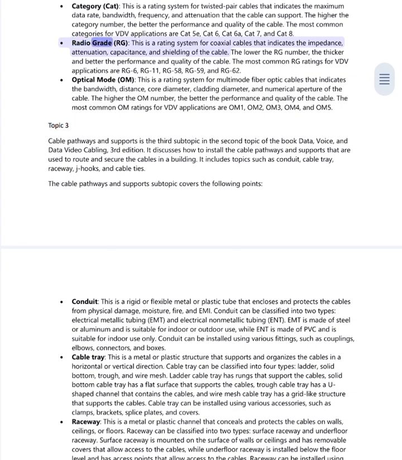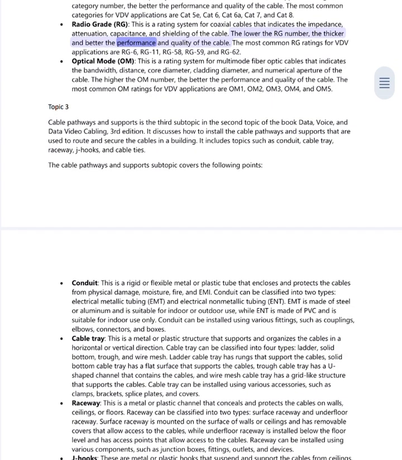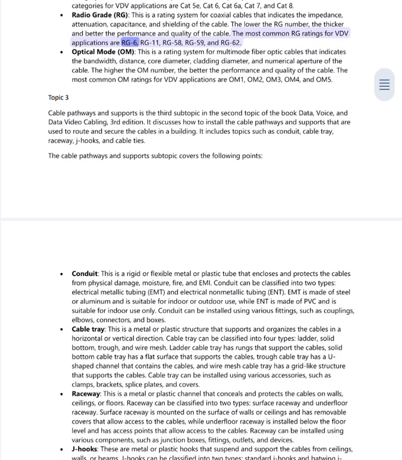Radio grade, RG. This is a rating system for coaxial cables that indicates the impedance, attenuation, capacitance, and shielding of the cable. The lower the RG number, the thicker and better the performance and quality of the cable. The most common RG ratings for VDV applications are RG6, RG11, RG58, RG59, and RG62.